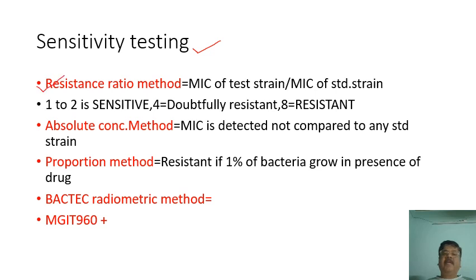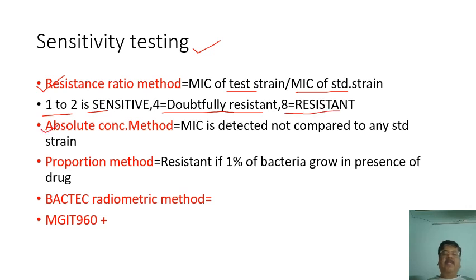In this, the MIC of the test strain is simultaneously compared with the MIC of the standard strain. If the ratio is 1 or 2, it is sensitive. If it is 4, it is doubtfully resistant and should be repeated. If it is 8, it is resistant, and such a report should be released.